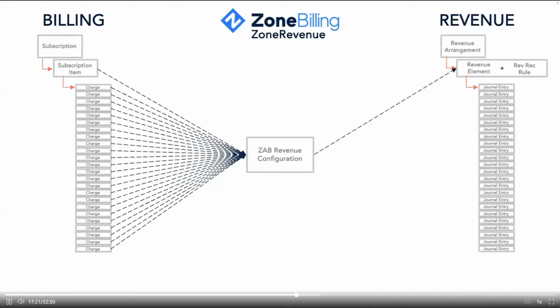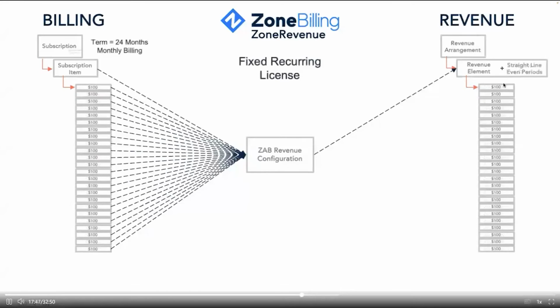Your arrangement, like I said, is typically on a one-to-one relationship with your subscription. Now, typically, your subscription items are on a one-to-one relationship with your element, but your element is ultimately your performance obligation. What are we delivering to our customers, right? And that's going to determine, with the item master, the revenue recognition rule. So visually, how does that look? Like I said, 24-month contract billing at $100 per month. What that's going to result in is a revenue element with a revenue plan underneath for $100 per month.